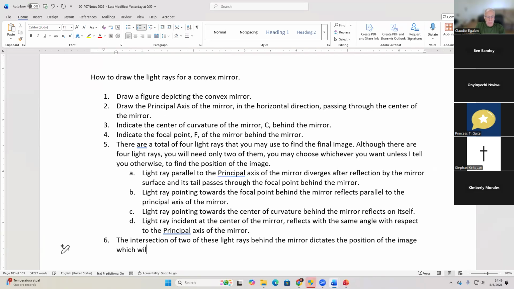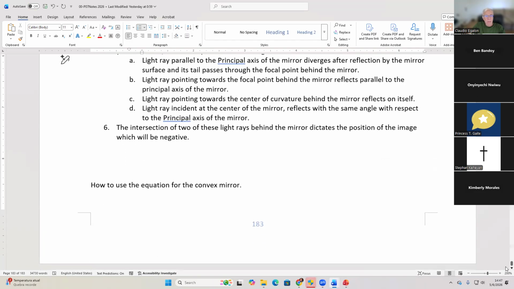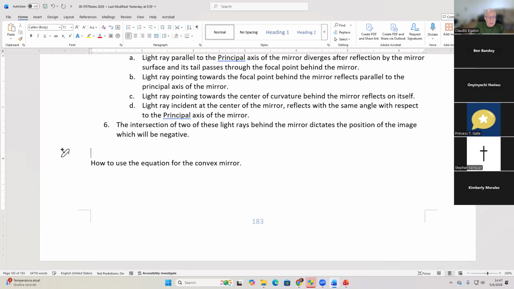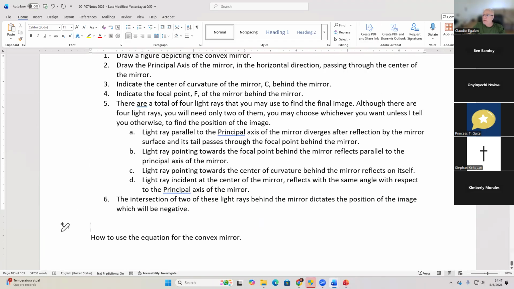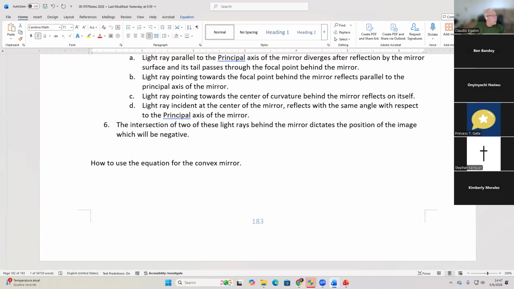Which will be negative. That's how you draw. Okay, and how to use the equation for the convex mirror. Let's get the equation right in here.